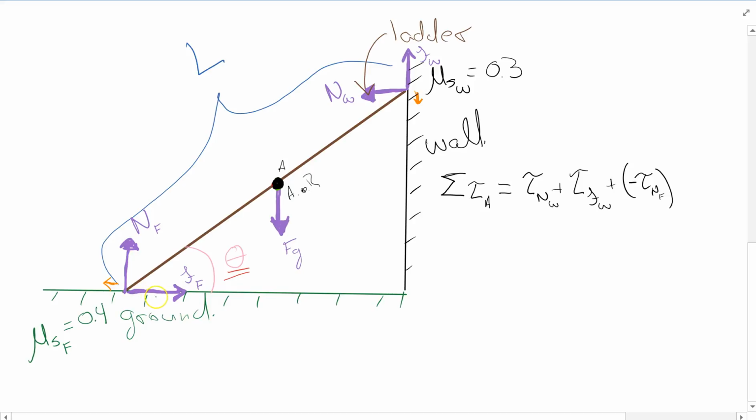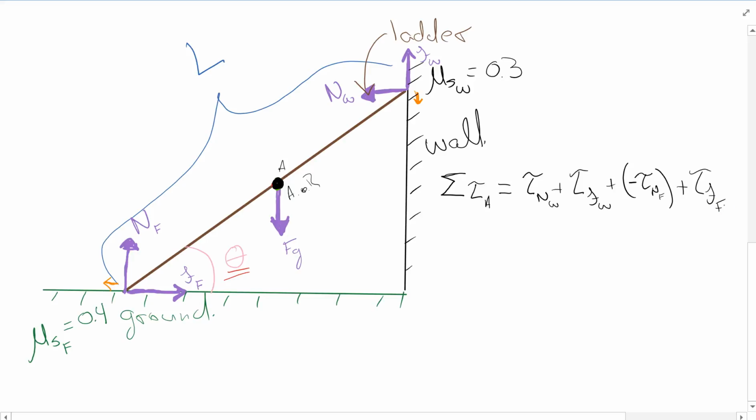Nope, actually, I misspoke. I'm sorry, guys. I'm feeling a little slow. Okay, so this friction force is going to rotate my system counterclockwise. So that'll be a positive torque from the friction force of the floor.